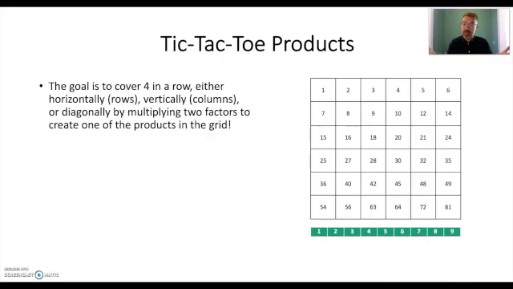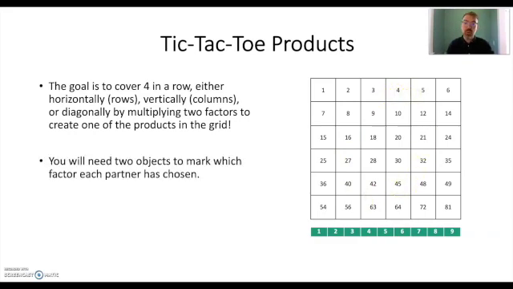The goal is to cover 4 in a row, either horizontally in rows, vertically in columns, or diagonally. And you multiply 2 factors, so one of the factors down here where my cursor is, you multiply 2 of those to create one of the products in the grid. Here we go.